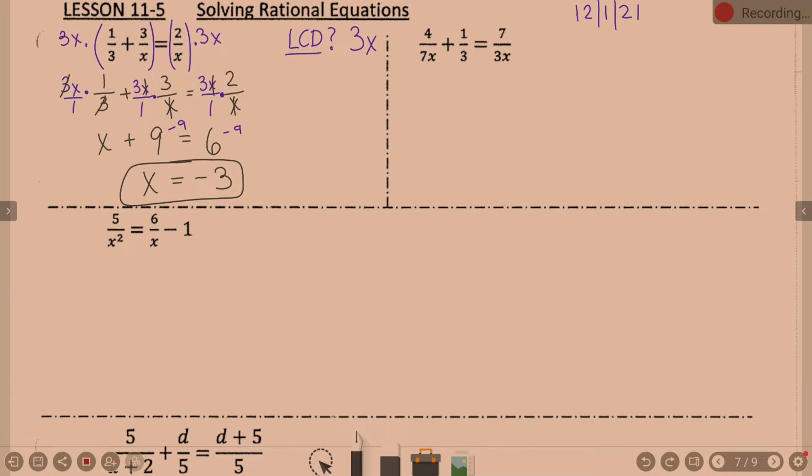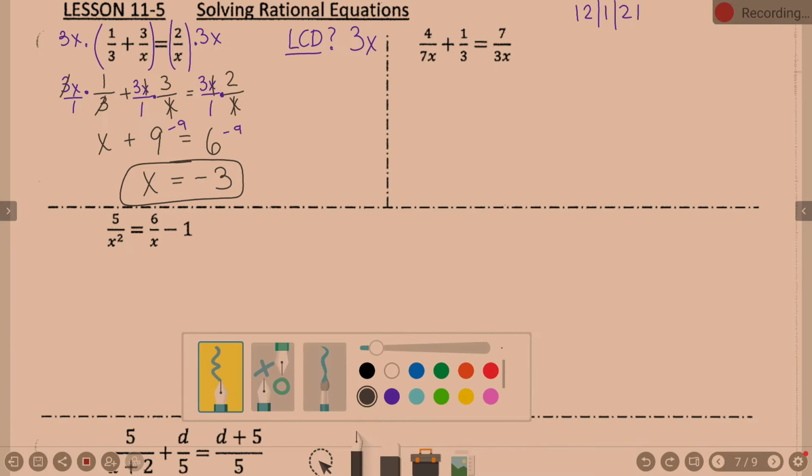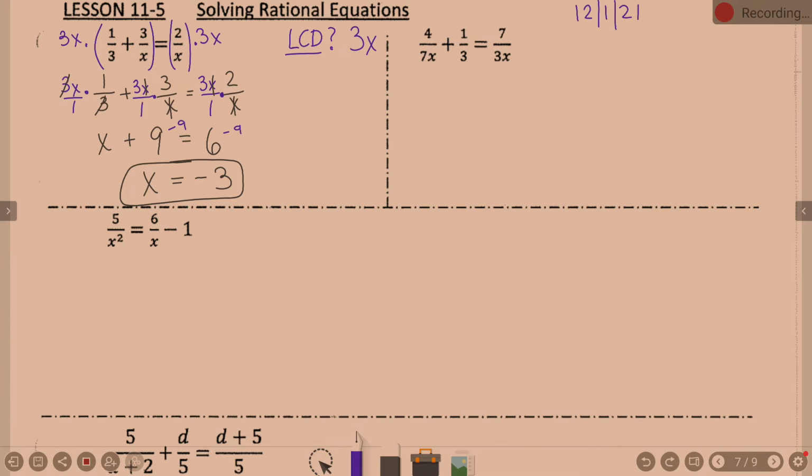Okay? That's the gist of every single problem we're doing today. Obviously, some of them aren't going to become quite that nice when we get to the end, but they'll definitely be nicer because we'll get rid of fractions. That's our goal here. Okay. Ready to try the next one?